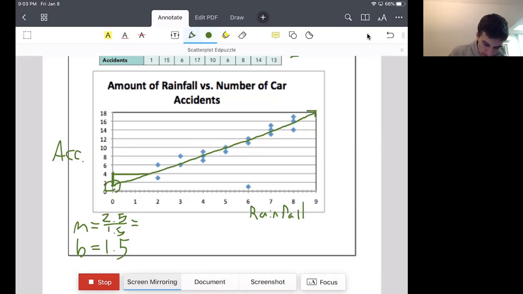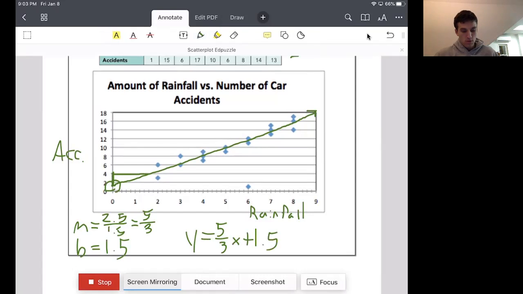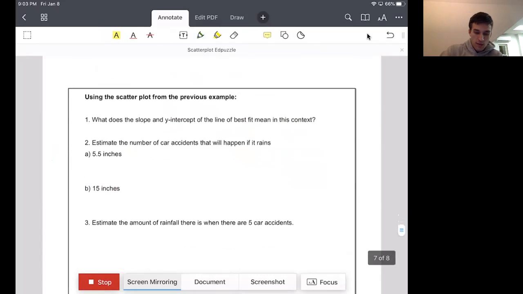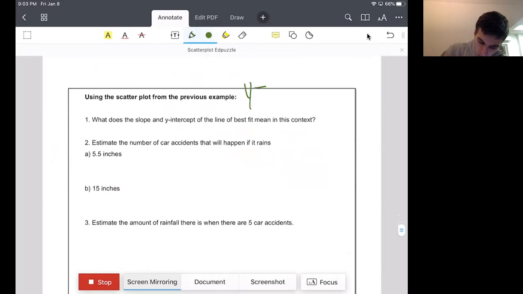So it'll be 2.5 over 1.5. And that's going to get me a slope of 5 over 3. I just multiply the top and bottom by 2. So that means my equation is going to be y equals 5 over 3 x plus 1.5. So I figured out the equation for my line of best fit. And now I can actually use this line of best fit down here.